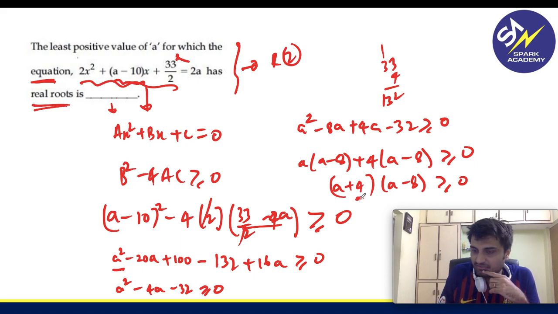So out of this, this will be negative, minus 4. This will be positive, plus 8. So which one? They are saying least positive value of a. Right? So least positive value means if you give a value 8, you will get 0. So you'll get the roots. So 8 I can take.